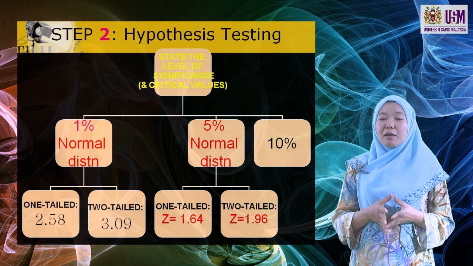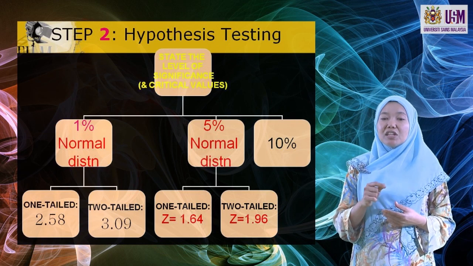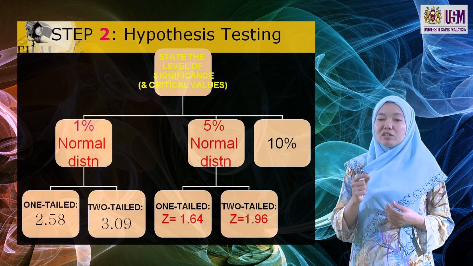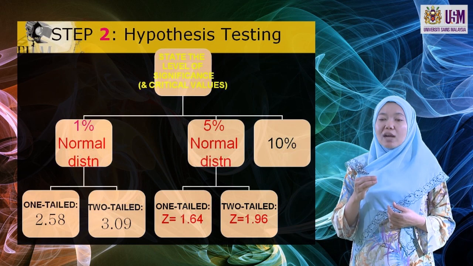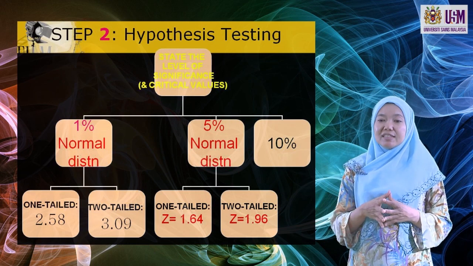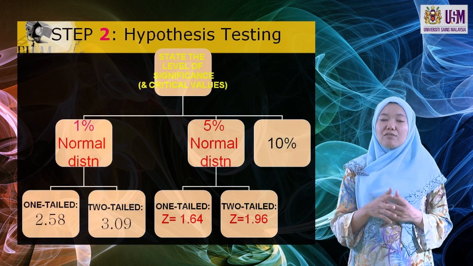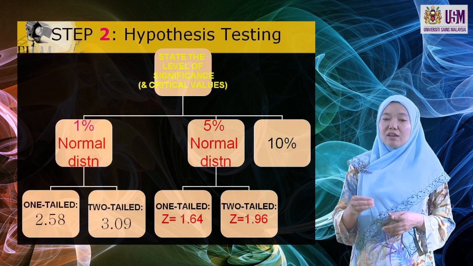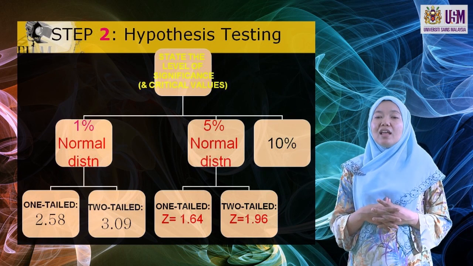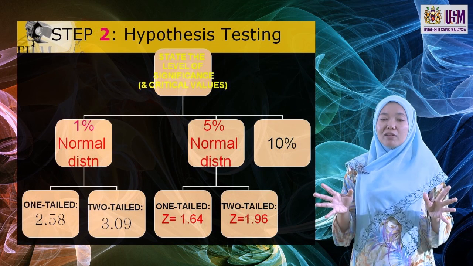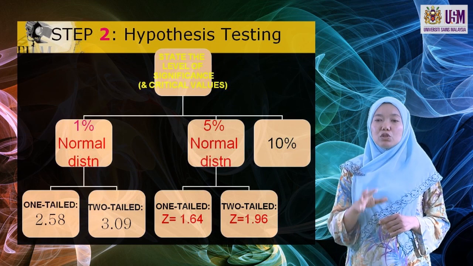If we're talking about 5% level of significance, for one tail, the critical value of Z will be 1.64, and for two tail it will be 1.96 plus minus. Just now for one tail, 1.64, the critical value for Z will be positive if the tail is on the right-hand side, and negative if the tail is on the left-hand side. So simplify your life, memorize this, so you can use it in step 2.